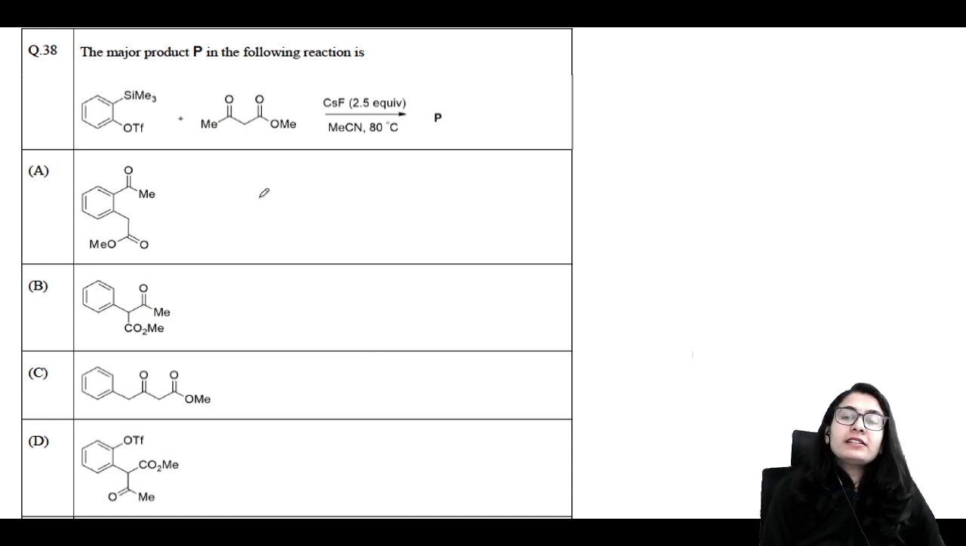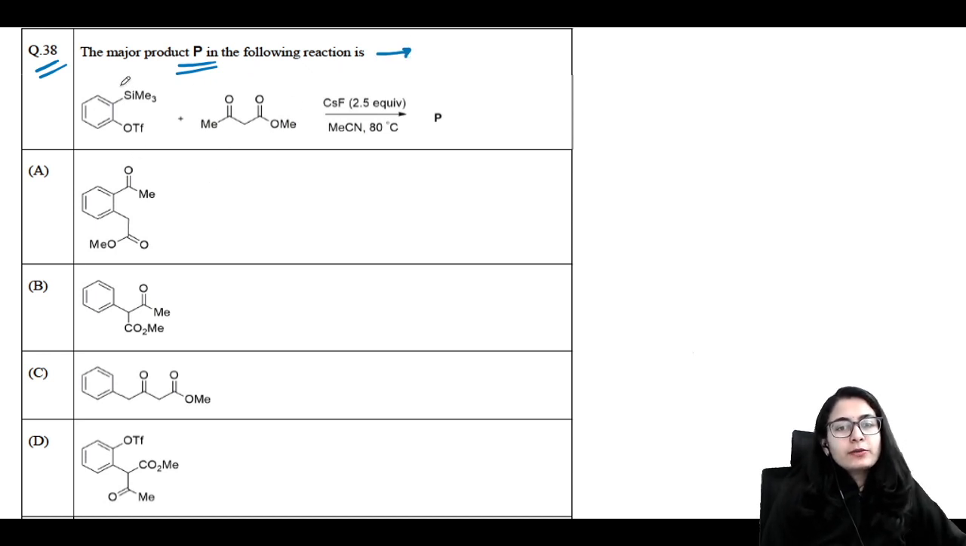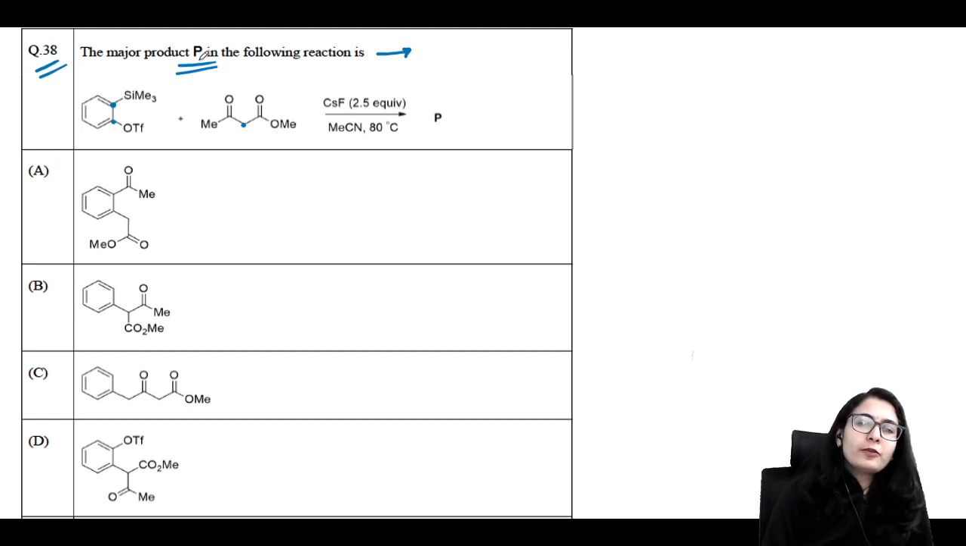All right, guys, another interesting question. Look at this question over here. The major product P in the following reaction is. Now you have a molecule like this. One group on the benzene is a silicon, the other one is an OTf, which is a good leaving group, and the other one you have is basically a beta keto ester molecule, right? You have a fluoride source.